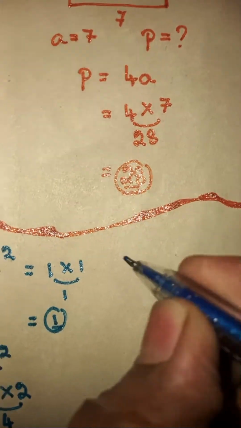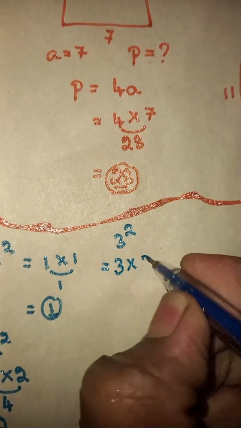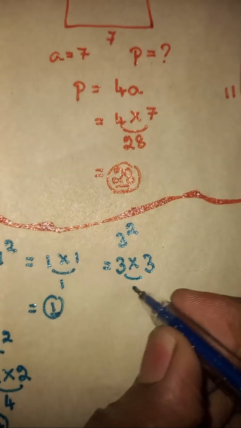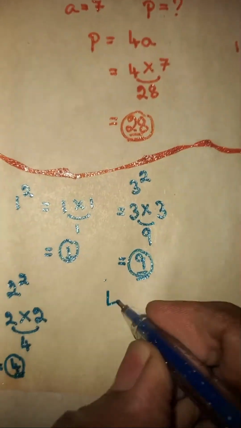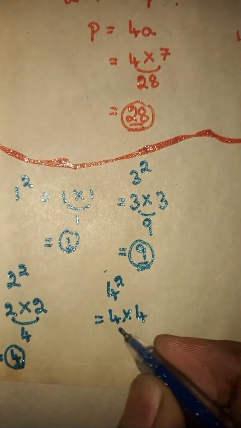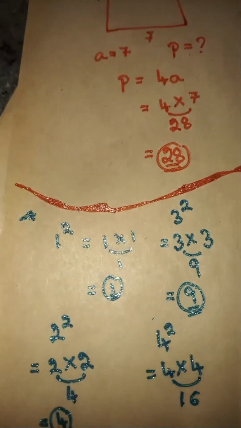Let's start by writing 3 square. 3 square can be written as 3 times of 3. 3 times of 3, which is equal to 9. So it is 9. 4 square can be written as 4 times of 4. 4 times of 4 is 16. So it's going to become 16.